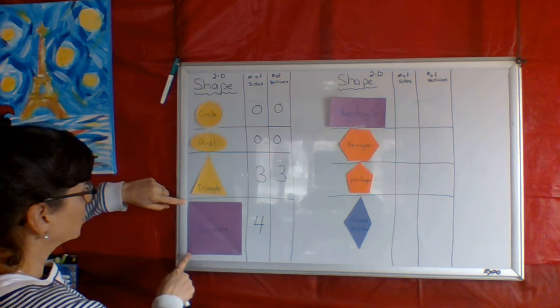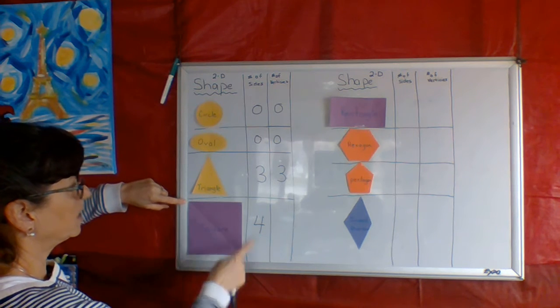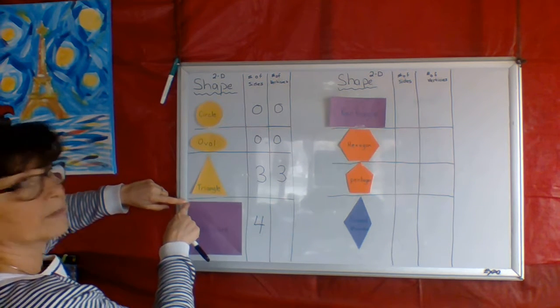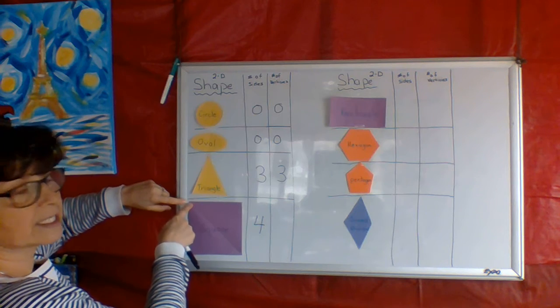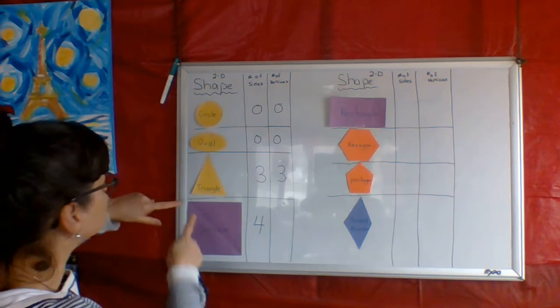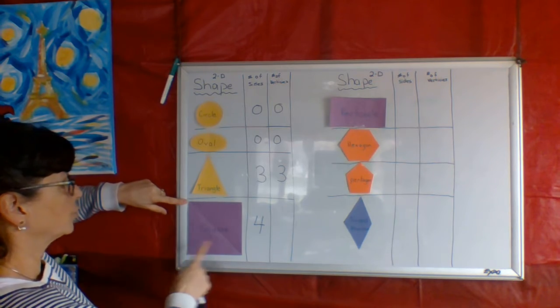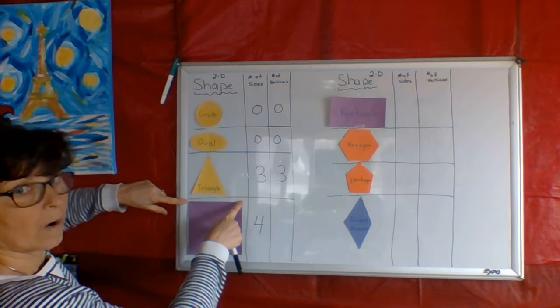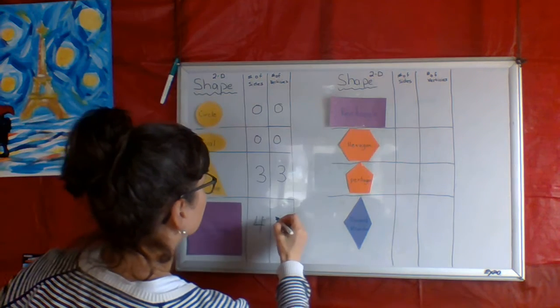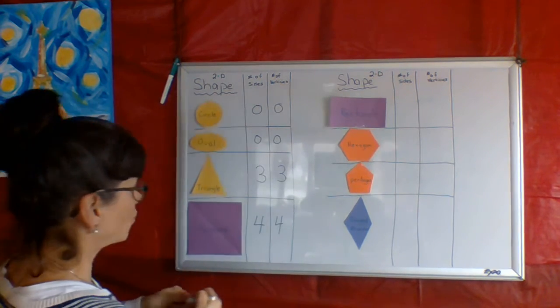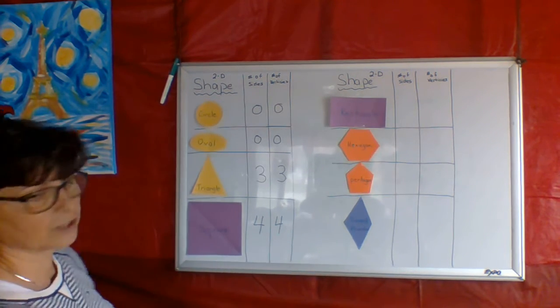1, 2, 3, 4. Oh, I'm not going to count this one because my finger's still touching that side. So let's try that again. We start with 2 fingers here. So we count 1, 2, 3, 4. 4 vertices. So 4 sides and 4 vertices for a square.